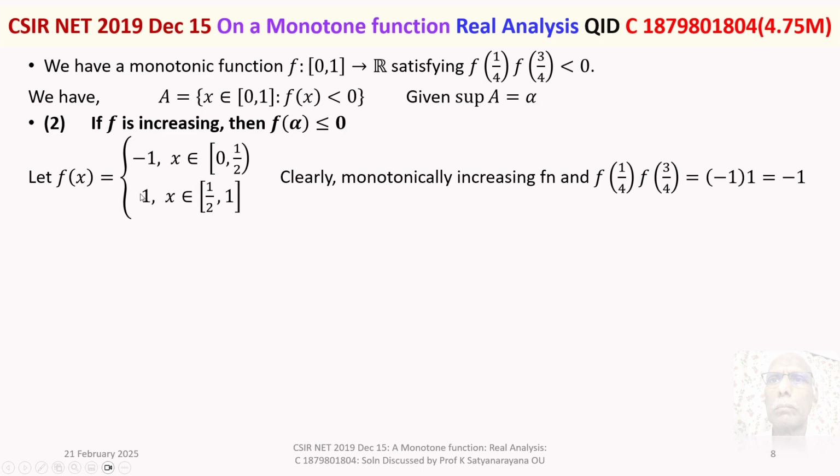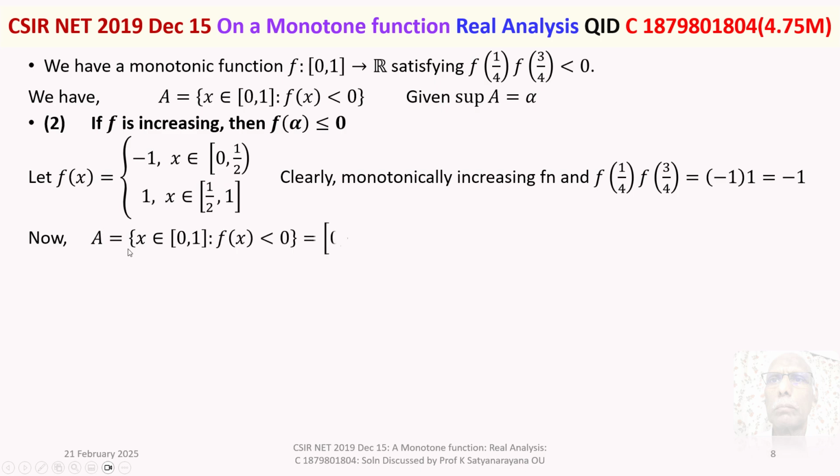So, it's a monotonically increasing function, from negative values to positive values it goes. But what is f of 1 by 4? It is minus 1. F of 3 by 4 is plus 1. And the product is minus 1. So, the given property is also satisfied. Agreed. It's a monotonic function from the unit closed interval to R. So, the hypothesis is okay.